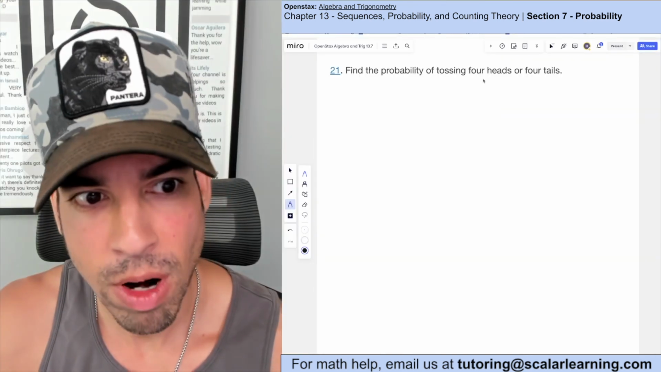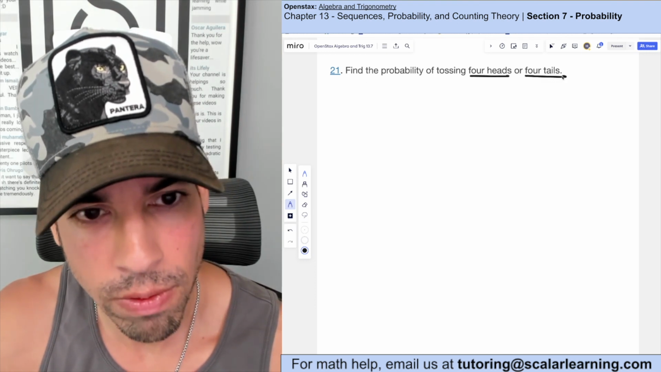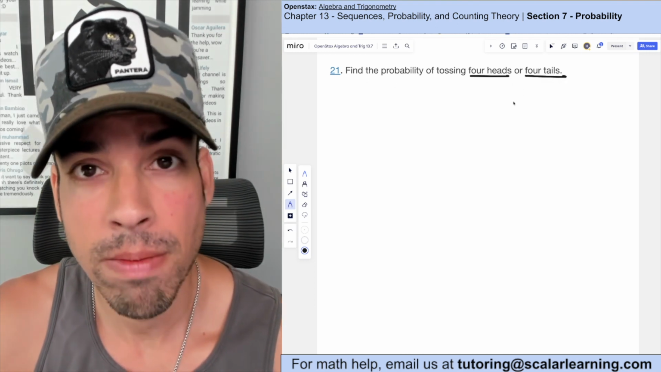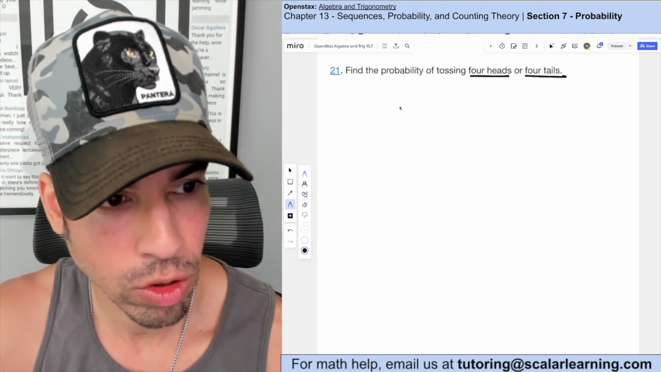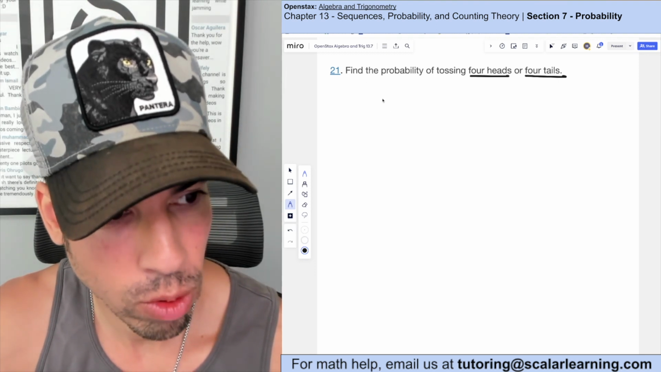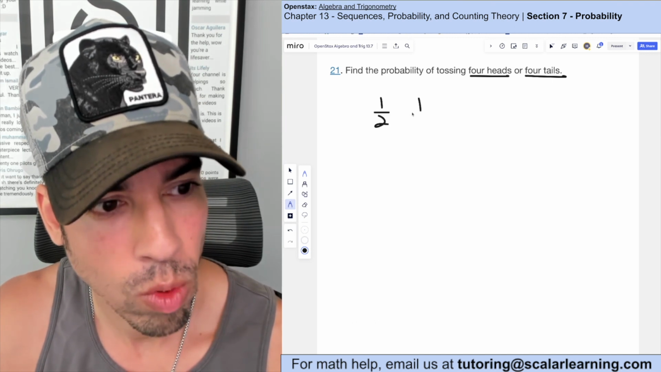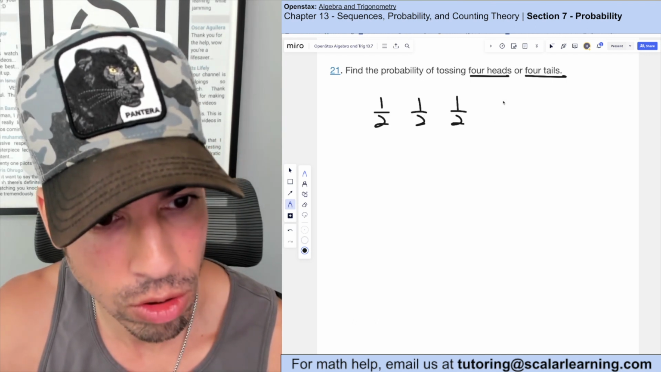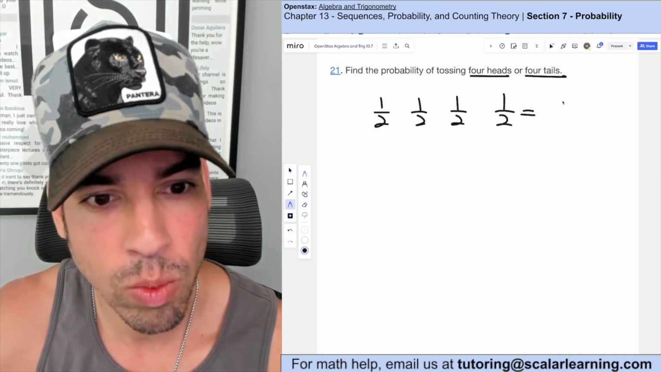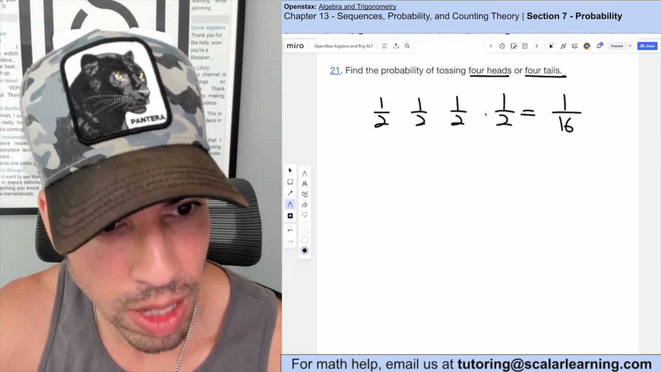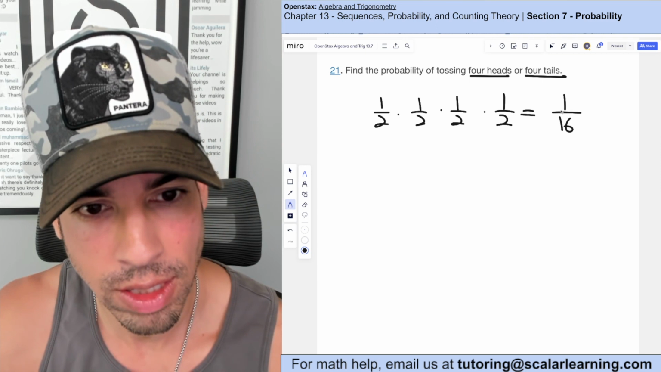Done. Find the probability of tossing 4 heads or 4 tails. So the thing about 4 heads or 4 tails, so 4 heads, it's quite straightforward, right? We have probability of getting a head every time is 1/2. So we have 1/2 for the first, for the second, for the third, and for the fourth, right? And that's going to be 1 out of 16 because we're going to multiply all of these. So that's 1/16. That's for the heads.